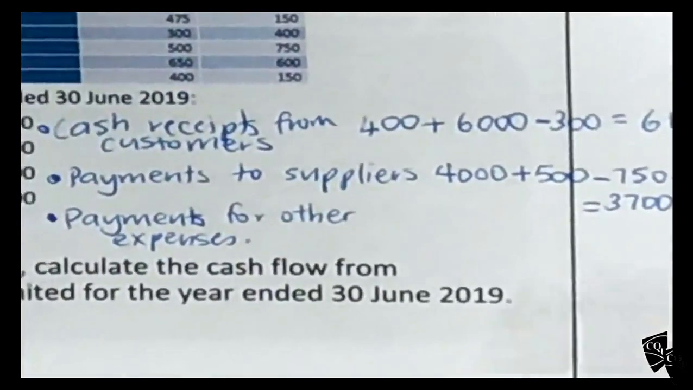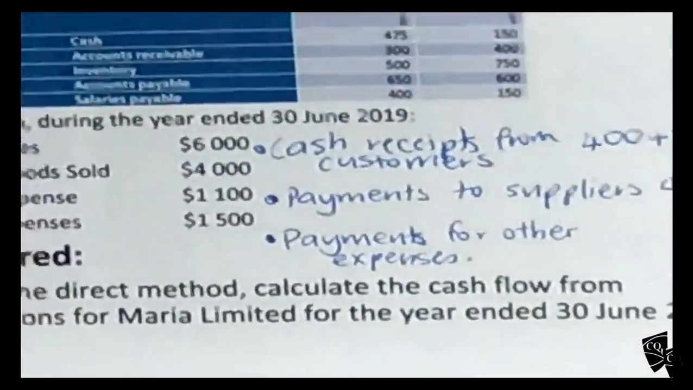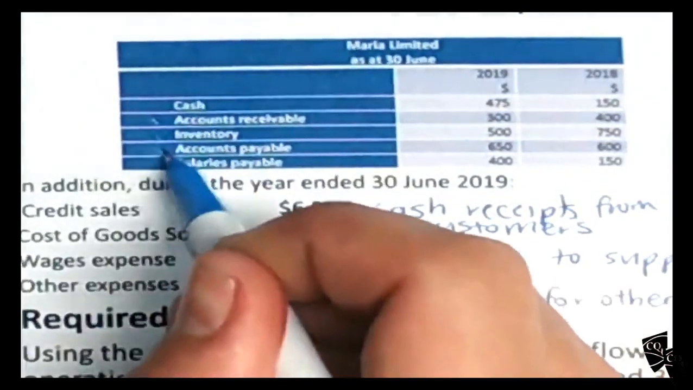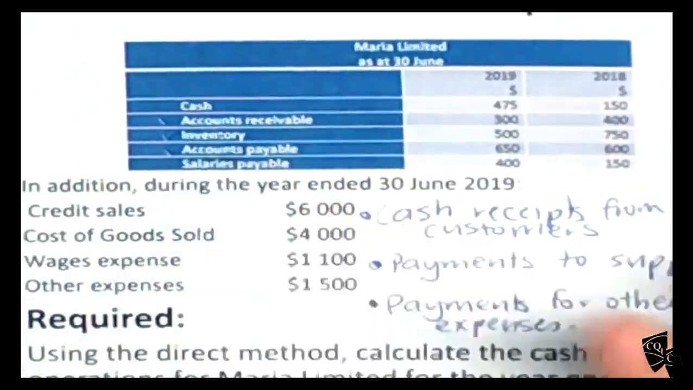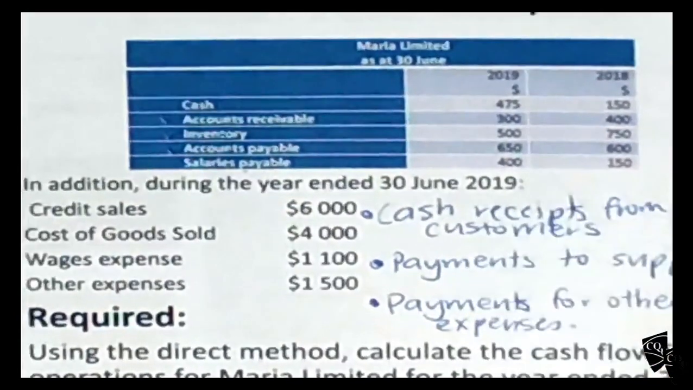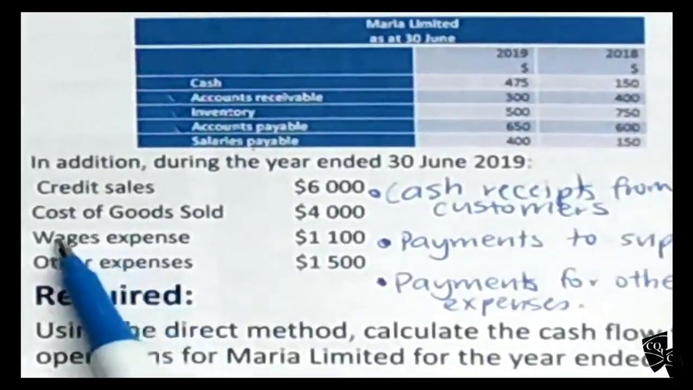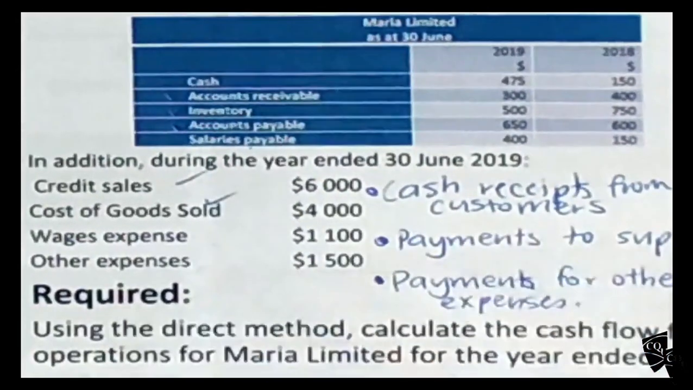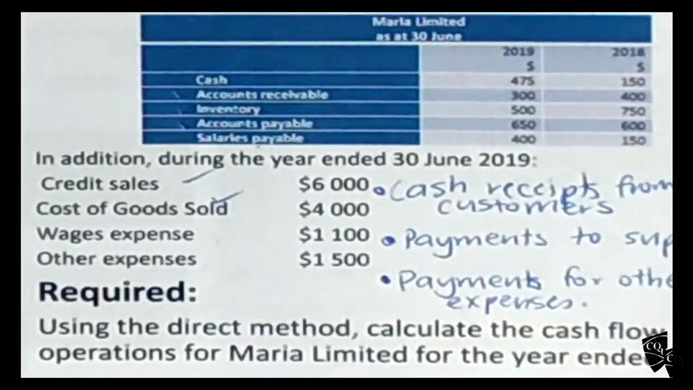The last category is payments for other expenses. Again, a couple of figures that we have to refer to. You can see I've ticked off accounts receivable, inventory, and accounts payable. So we know we've still got to account for the opening and closing balances of salaries payable. We also need to deal with the wages and the other expenses, okay?